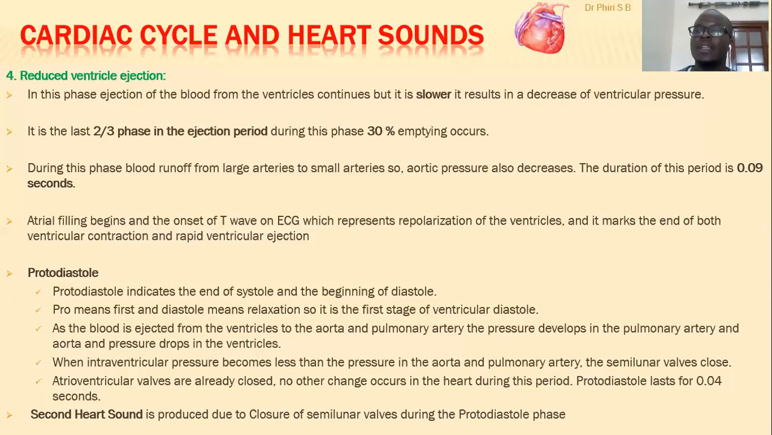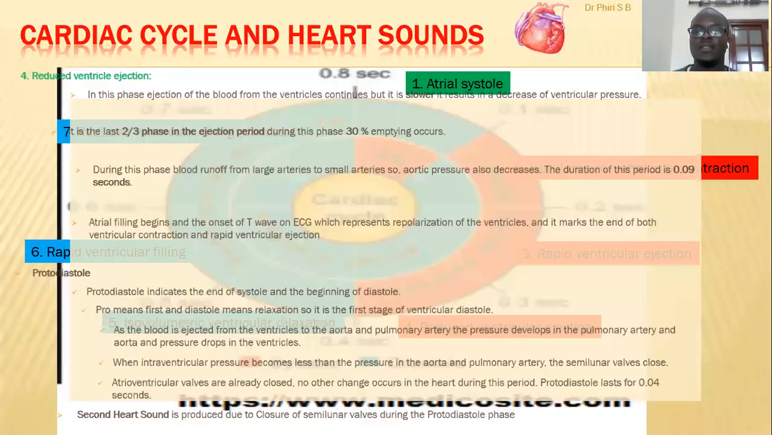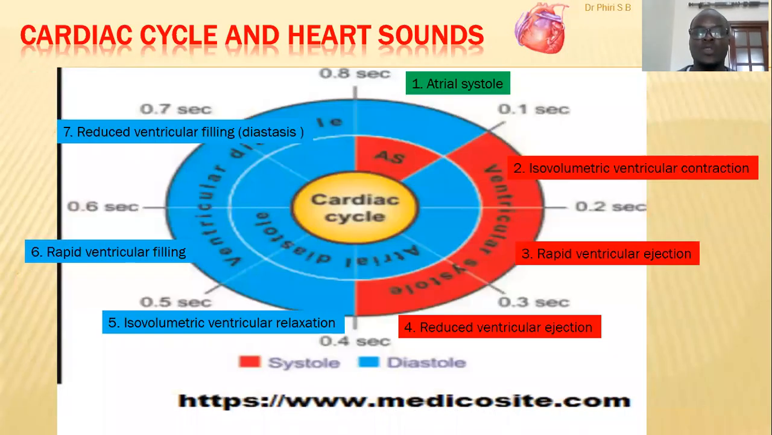So remember, diastole is also divided into 3 stages. So we have the isovolumetric ventricular relaxation being the first one. Isovolumetric ventricular relaxation means that the volume within the ventricles is maintained the same, but there is a reduction in the pressure within the ventricles. So that stage is referred to as isovolumetric ventricular relaxation.